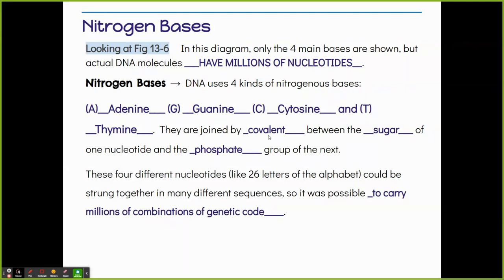Now, keep in mind, these nucleotides are held together by the covalent bond. Remember, covalent is when we are sharing electrons. There is a covalent bond between the sugar of one nucleotide and the phosphate of the next nucleotide.